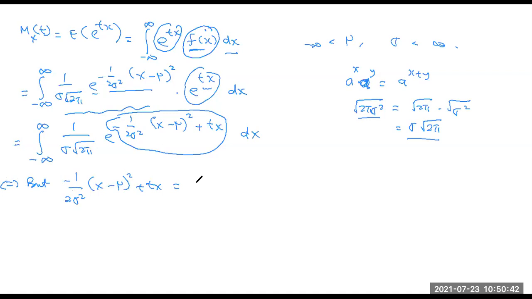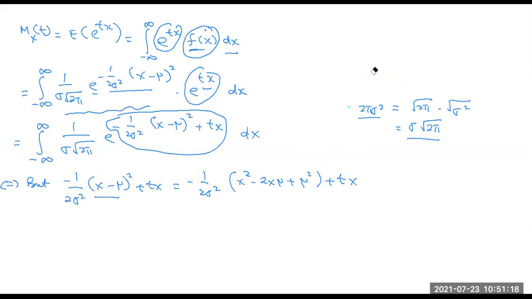we can simplify this by completing the squares or by expanding this. So we have negative 1 over 2 sigma squared, into x squared minus 2x mu plus mu squared. This is a quadratic function. When you expand that, we get this. Then we can say plus tx. Is that the correct expansion of this? Yes.